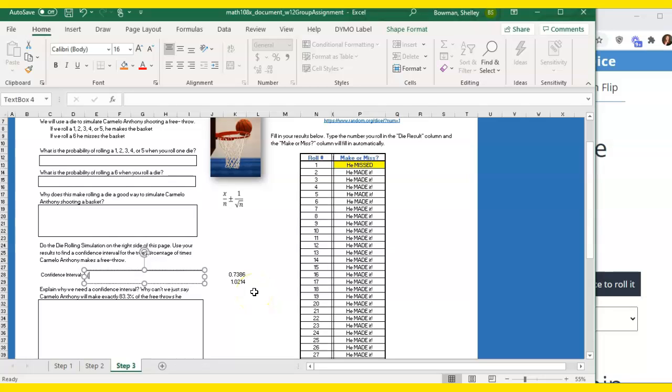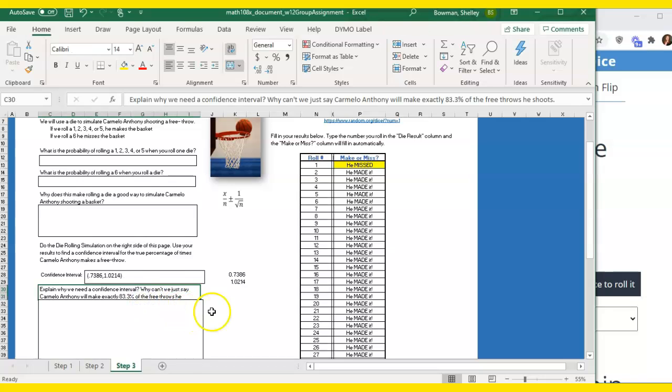And then I'm just going to type in 0.7386, comma, 1.0214, close the parentheses, so we went from our lower to our upper. And then I would like you guys to work together on why you can't say that he is going to make exactly 83.3% of all the free throws, and discuss why we needed this confidence interval. And that's everything. So good luck on your group project together.